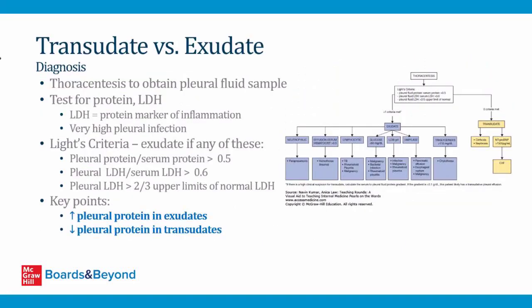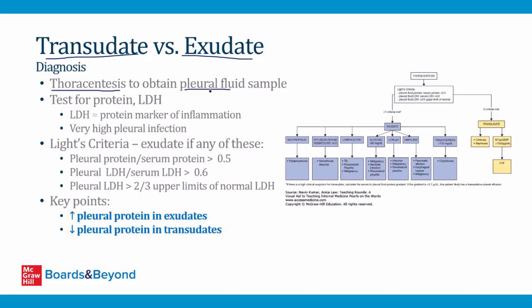So what do you do when you're faced with a patient who has a new pleural effusion and you're not sure of the cause? In other words, you're not sure whether it's a transudative versus an exudative effusion. Well, the way you can sort this out is by doing a test called a thoracentesis. It involves inserting a needle into the pleural space so that you can obtain a sample of the pleural fluid.